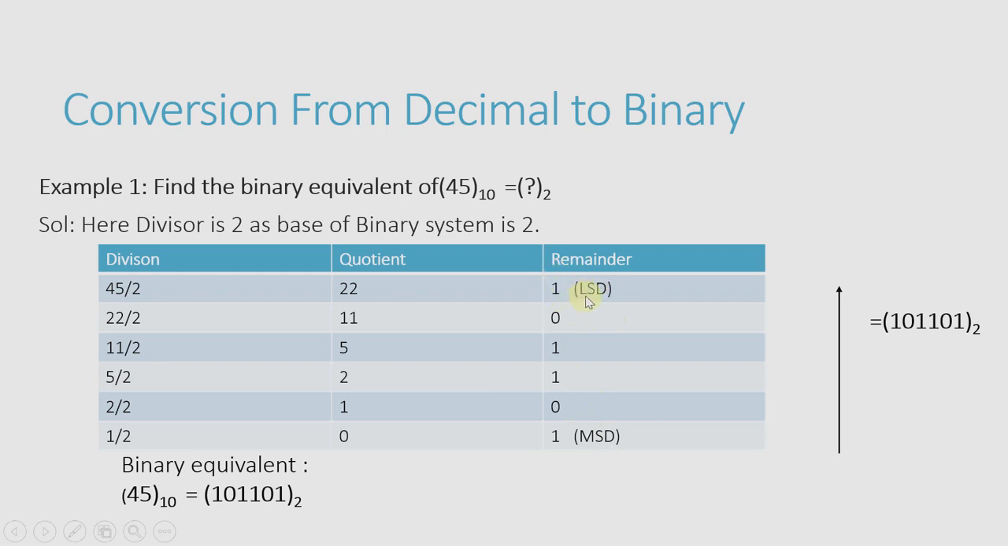So the first remainder is always your LSD and the last remainder is always your most significant digit. So you have to write from the MSD to the LSD. So my 45, a decimal number, converts into binary in the form of 101101. So in this way you have to convert the decimal number into a binary number.